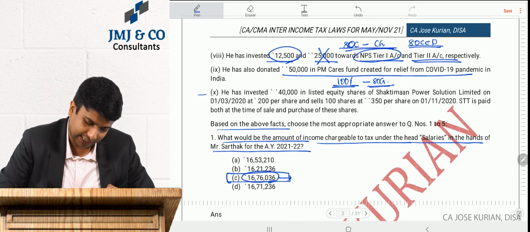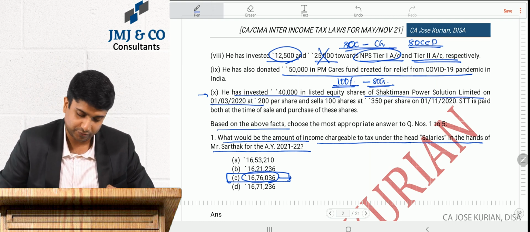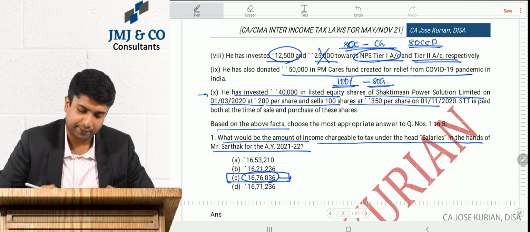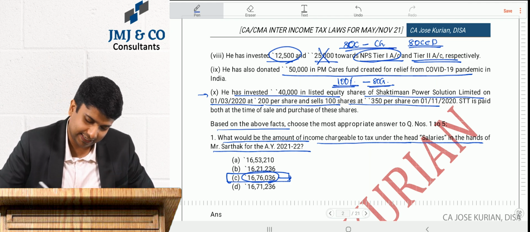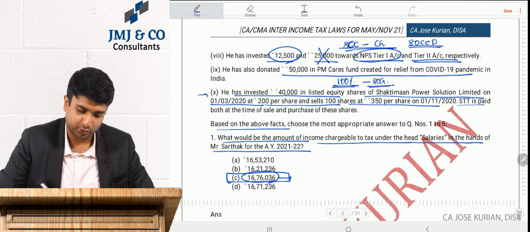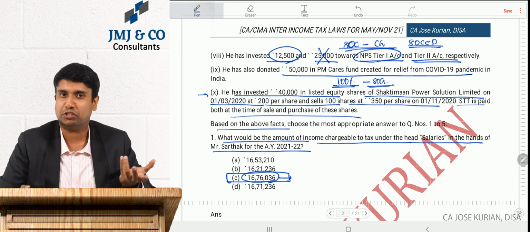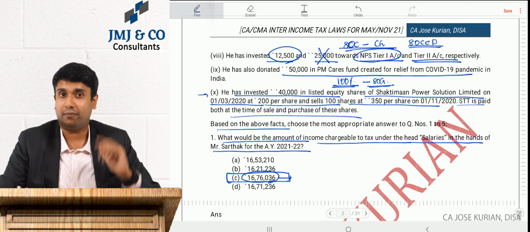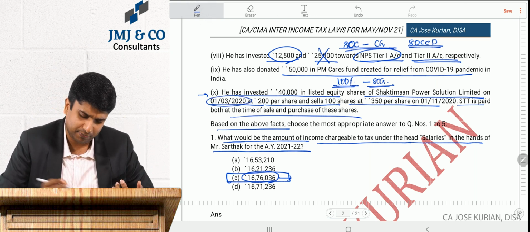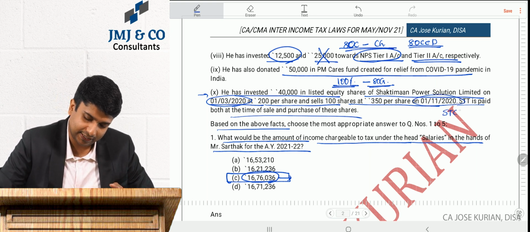Now there is one more point. He has invested 40,000 in listed equity shares of Shaktiman Power Solutions Limited on 1st March 2020 at 200 per share, and sells 100 shares at 350 per share on 1/11/2020. As you can see, STT is paid both at the time of sale and purchase, so definitely it is a listed share. The period of holding for determining whether a listed share is long term or short term is 12 months. Here it is purchased on 1st March and sold on 1st November, so definitely it's a short term capital asset.